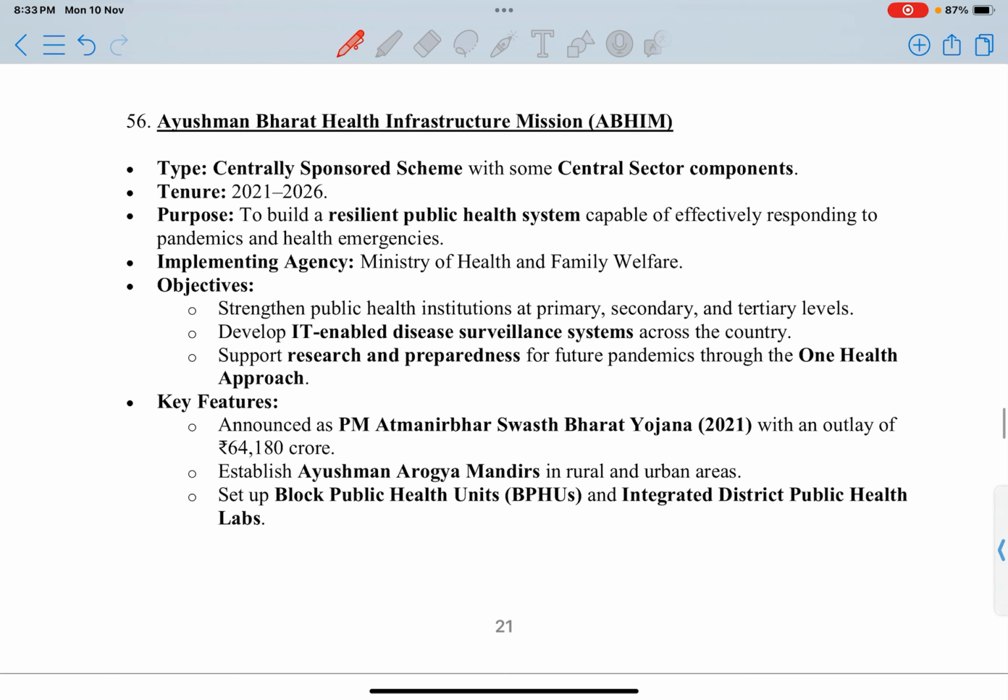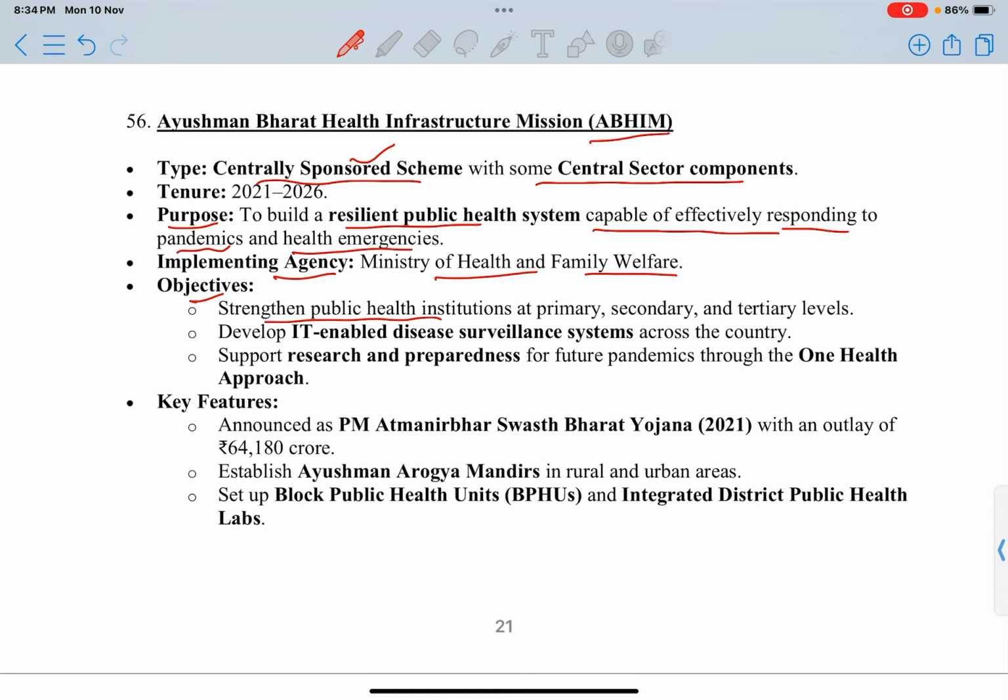Next, Ayushman Bharat Health Infrastructure Mission (ABHIM). Basically, this is an umbrella scheme. It is a centrally sponsored scheme with central sector components. It means the state also has to invest something. What is the purpose? To build a resilient public health system capable of effectively responding to pandemics and health emergencies, for example COVID-19. Implementing agency: Ministry of Health and Family Welfare.